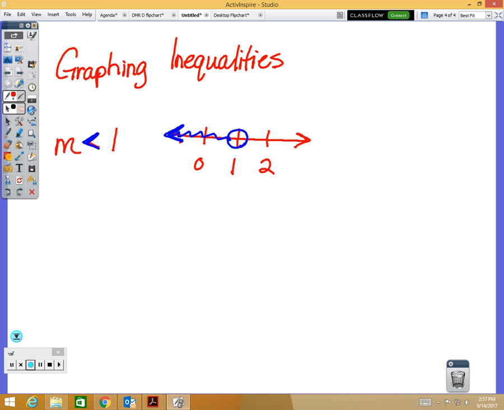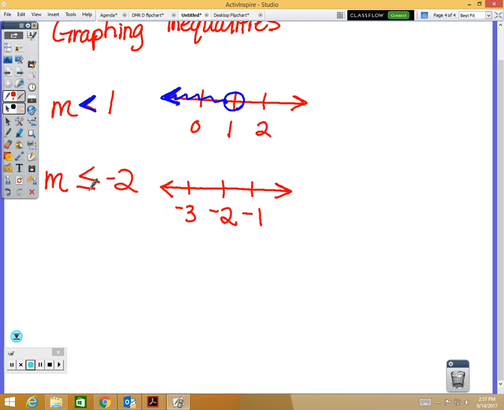So let's say we have M is less than or equal to -2. So do our number line. We need -2 on there. Might be a good idea to put one smaller and one bigger. Just got to give you a reference point. Now, when you have this equal sign underneath your alligator mouth, some people like to call it, then that means it does include the -2. So when it does include it, you're going to color in that circle.